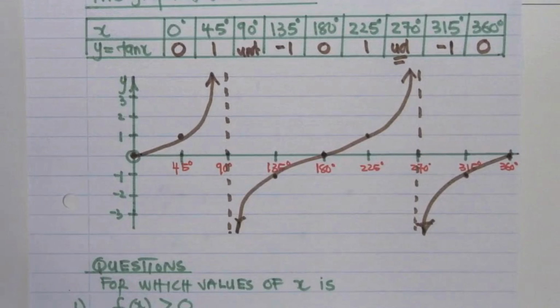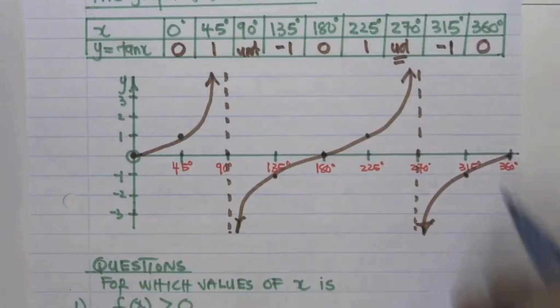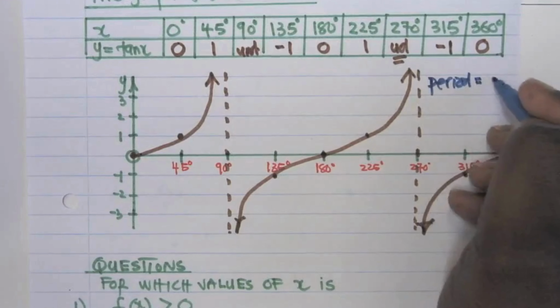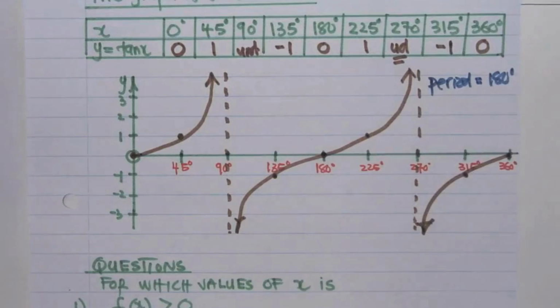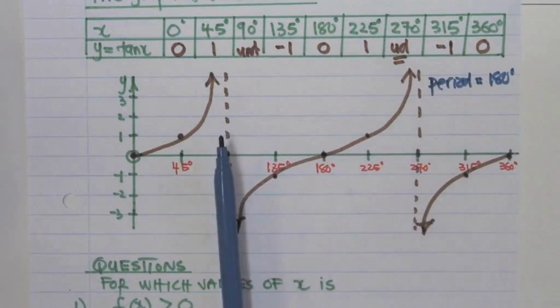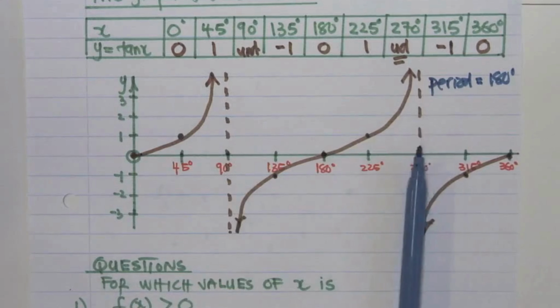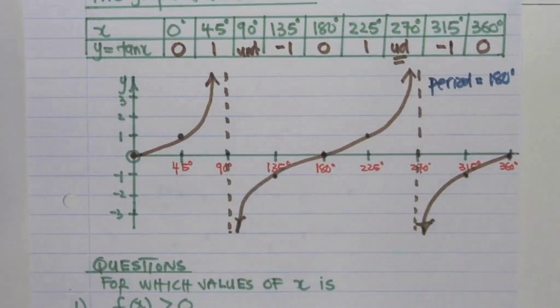And this graph is different from the other two graphs that we've drawn. I can establish the period of this graph. The period is going to be 180 degrees. The graph is moving from one asymptote to the other, and the difference between the two asymptotes is 180 degrees. So the graph is going to repeat this shape after every 180 degrees.